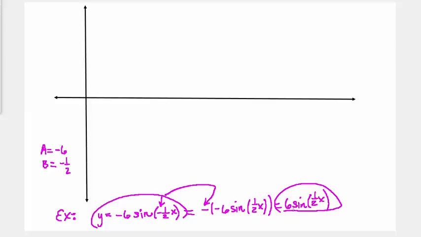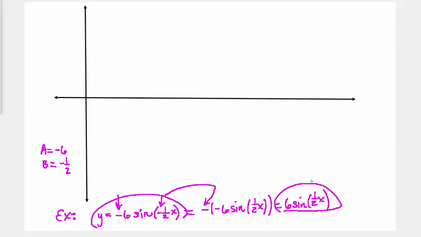Now notice the negative that was out front, which might have concerned us, since if a is negative, that would be a vertical reflection. We don't even have to bother with that anymore because we used the negative identity to get rid of the negative next to the b, throwing it outside, where it canceled with the negative there. So now we just have +6 sine of 1/2 x. Okay, that's looking much better.